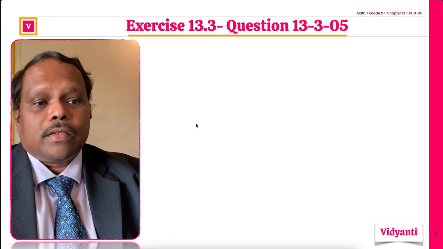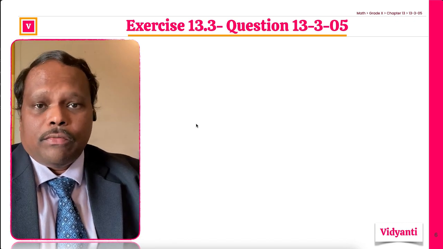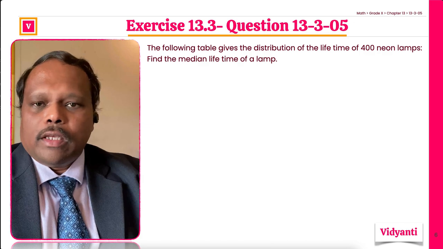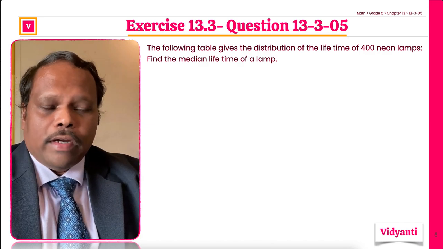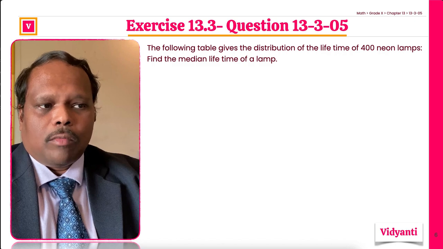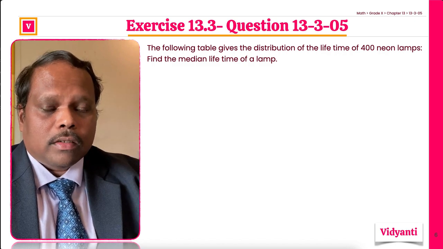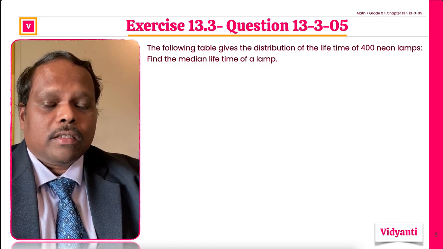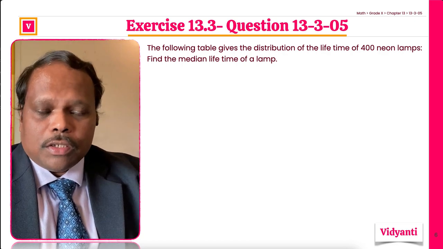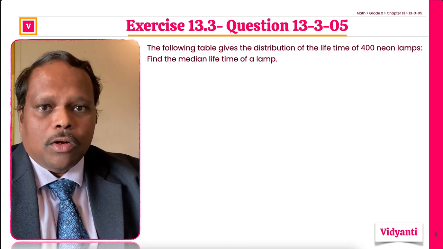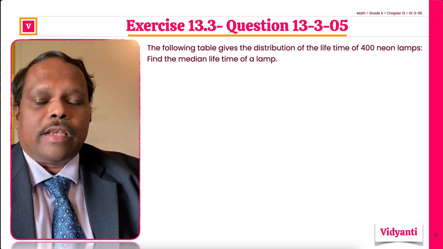The next question in this exercise, question 13.3.5. The following table gives you the distribution of the lifetime of 400 neon lamps. Find the median lifetime of a lamp. We know that median is that value which represents the midpoint of the observations. So if you arrange the data set in either ascending or descending order, it's the exact middle value.